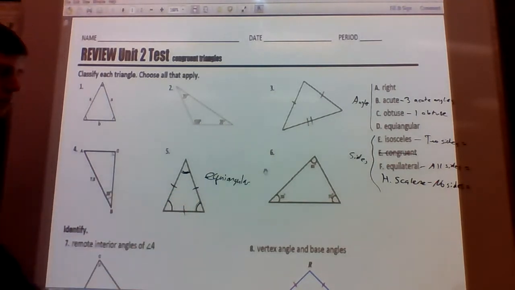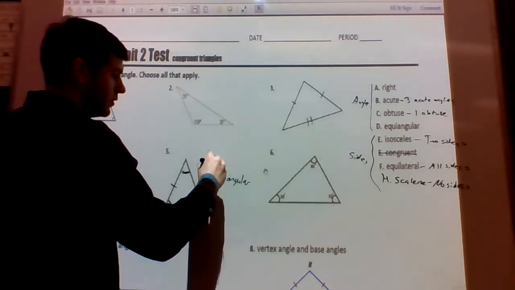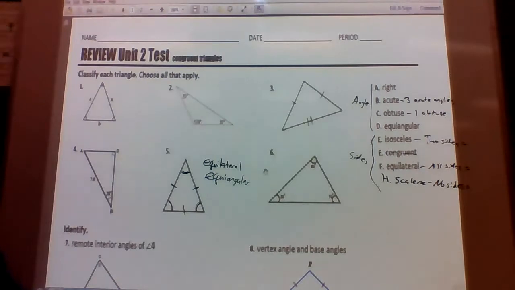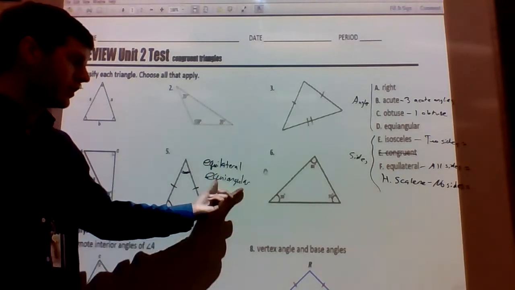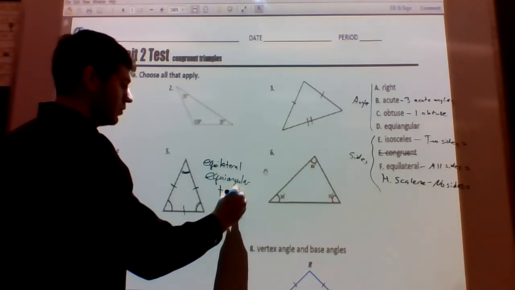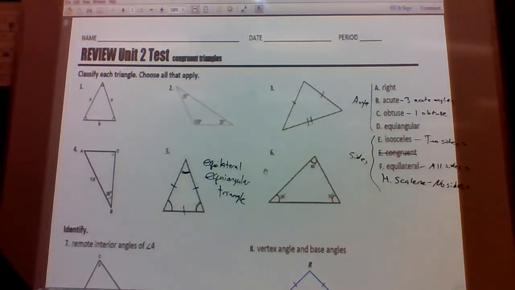Again, as we said before, if we have equiangular triangles, we have equilateral triangles. So if all the angles are the same, all the sides are going to be the same. So we also have equilateral. Right, lateral means sides. So if you're moving laterally, you're moving side to side. So equilateral, equal sides, equiangular, equal angles.